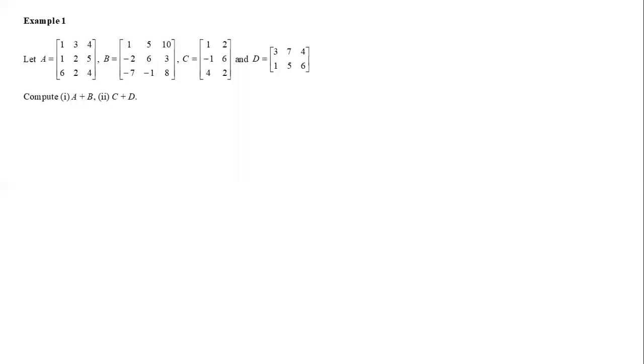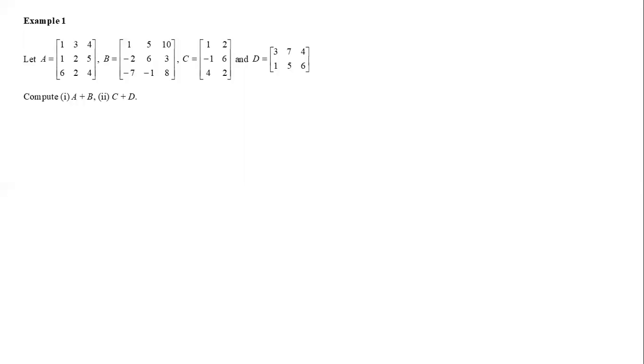Let's see. Look at these matrices. We are given 4 different matrices. We have matrix A, a 3 by 3 matrix. We have matrix B, a 3 by 3 matrix. We have matrix C, a 3 by 2 matrix. And we have matrix D, a 2 by 3 matrix. Do you get that? Yes.